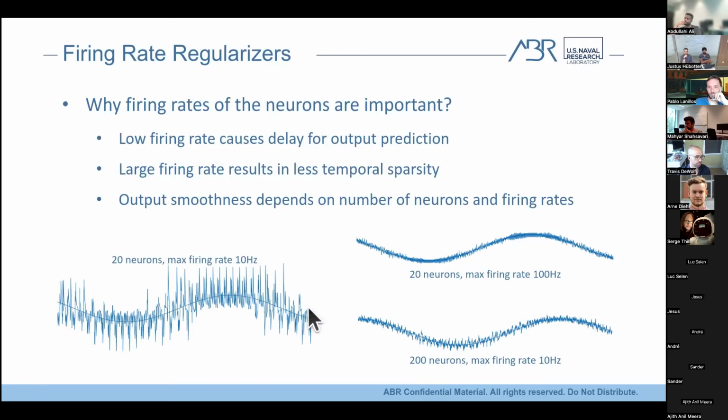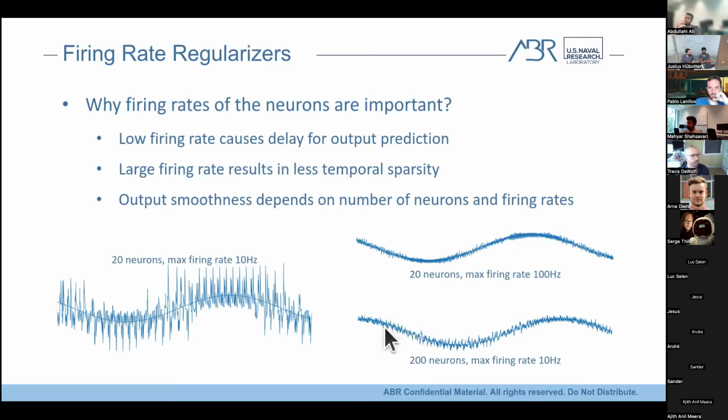And so you can see if we take these same 20 neurons and we just increase the firing rate of each of these to be on the scale of 100 hertz, then it really tightens the representation. We get a much more accurate representation. Similarly, we can also just increase the number of neurons and still keep this low firing rate. It works out to the same thing, where we have more information being communicated more often, which allows us to improve the representation at the end.